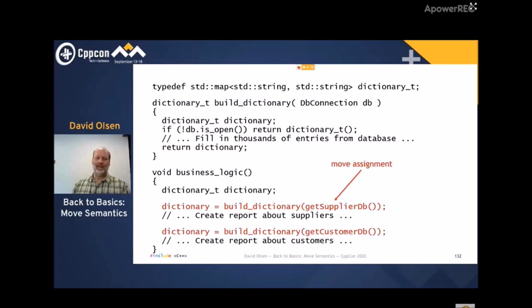Because the right-hand side of each of the assignment operators is a function return value, which is an R value, these are now move assignments, which transfer the map into the dictionary variable without copying. We have managed to get rid of all the copies without having to change the user code at all.